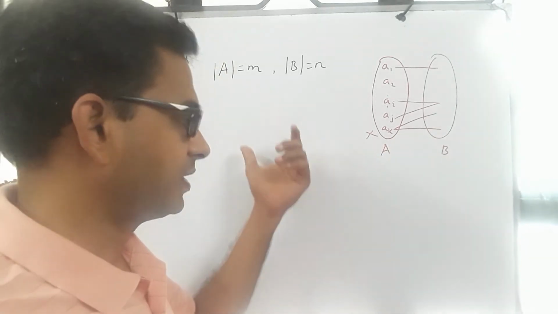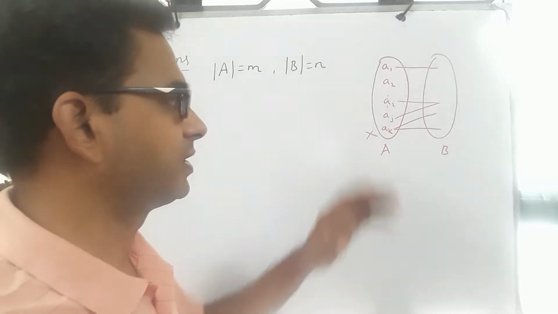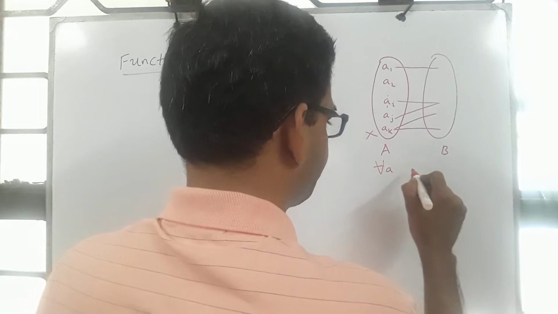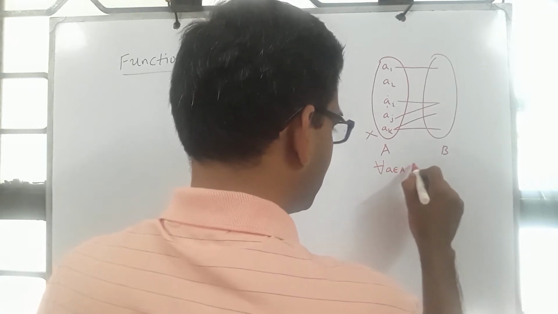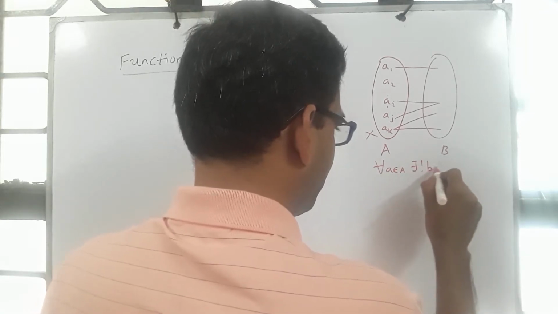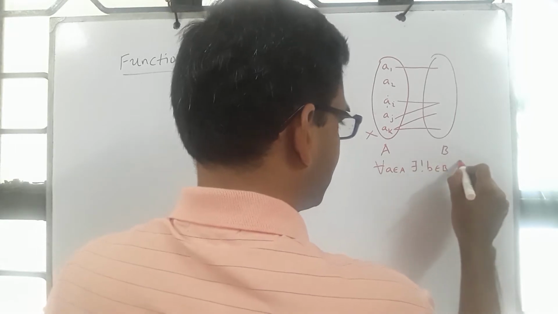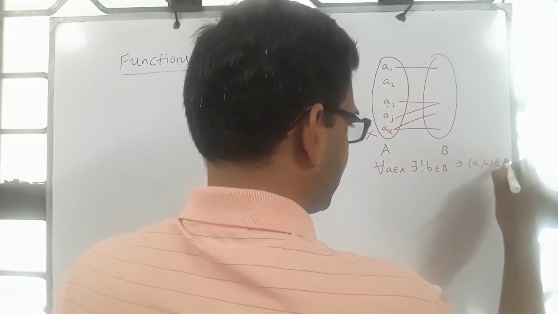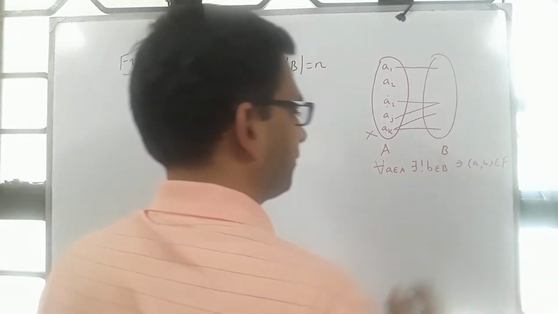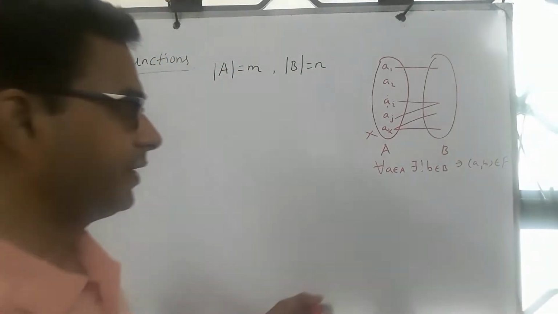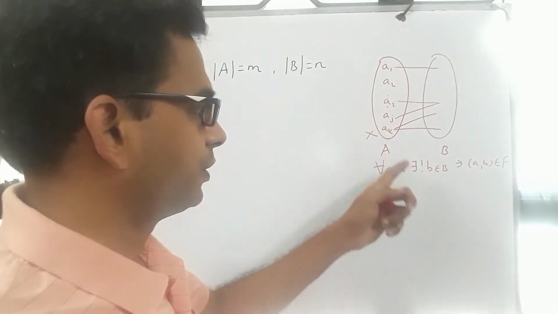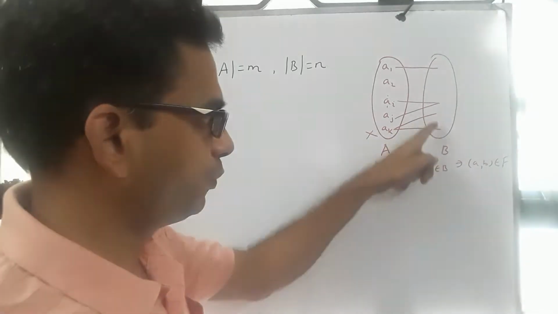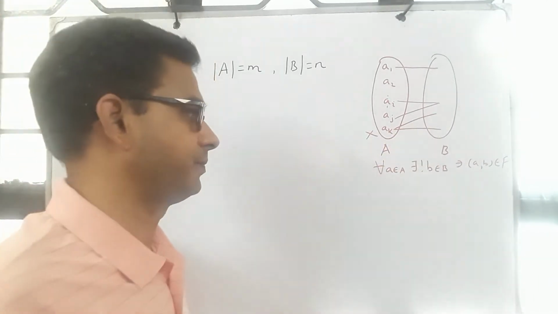So it is a relation satisfying this additional constraint: for all a belonging to A, there exists a unique b in B such that (a, b) belongs to R. Because it is a function, let me call it f. So for each a, you should find exactly one b. Here is an a which has two b's, which is not allowed.